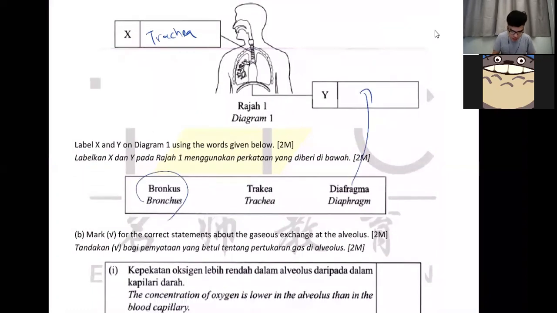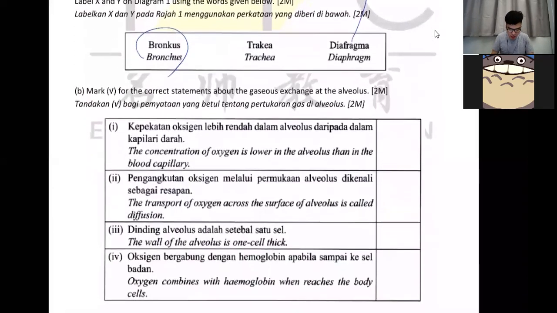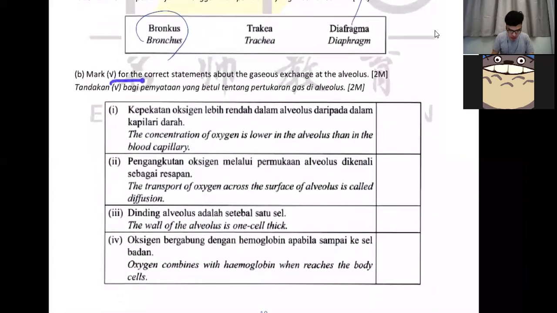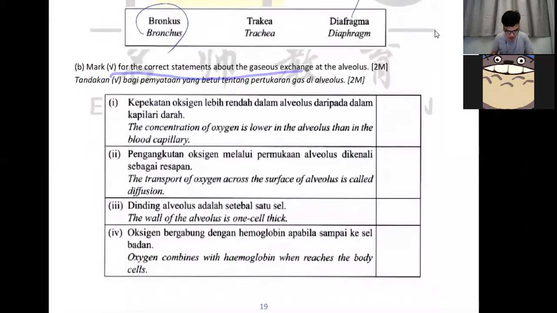Okay, bronchus is these two. Okay, remember when they branch out, they are like 3 branches. Branches, bronchus. Very similar. Okay, and then of course you have bronchiole. After bronchiole, you have alveolus. Okay, so B, mark for the correct statement about gaseous exchange in the alveolus. So concentration of oxygen is lower in the alveolus than in the blood capillary.